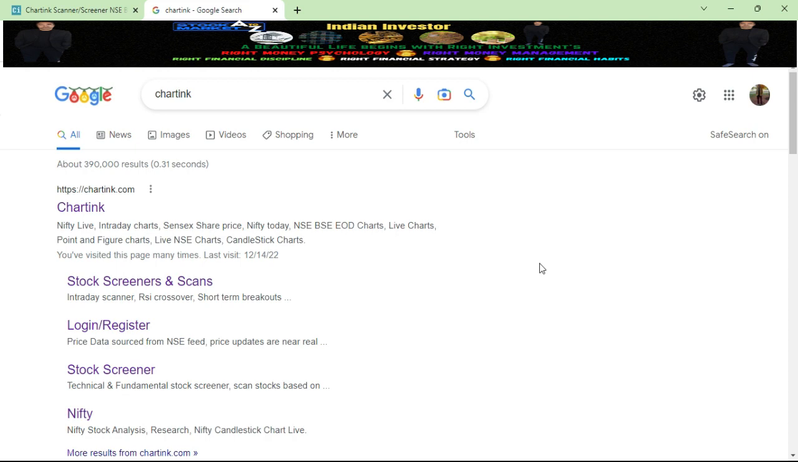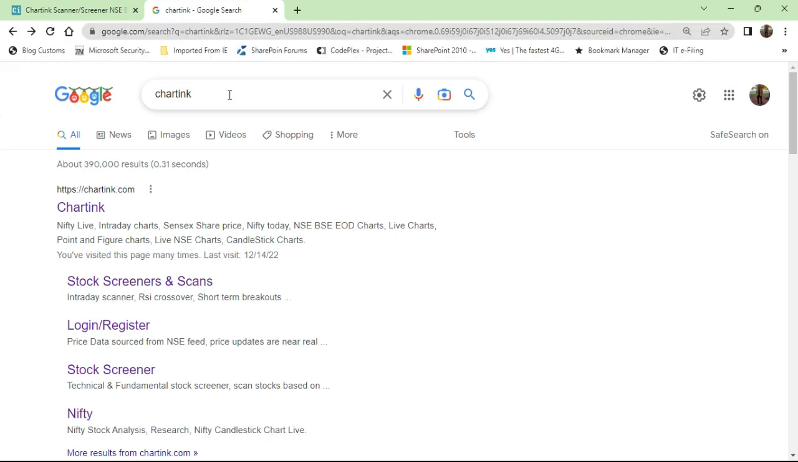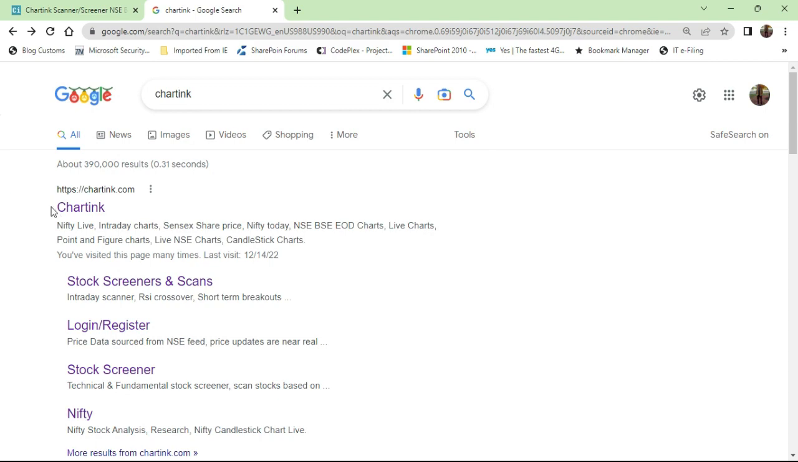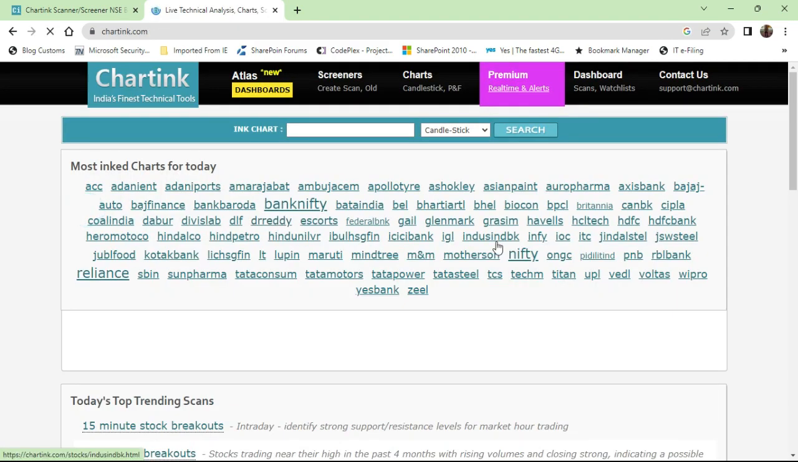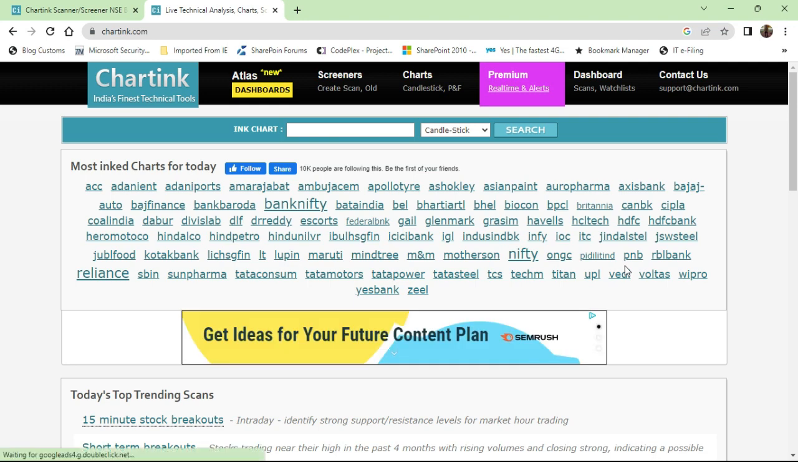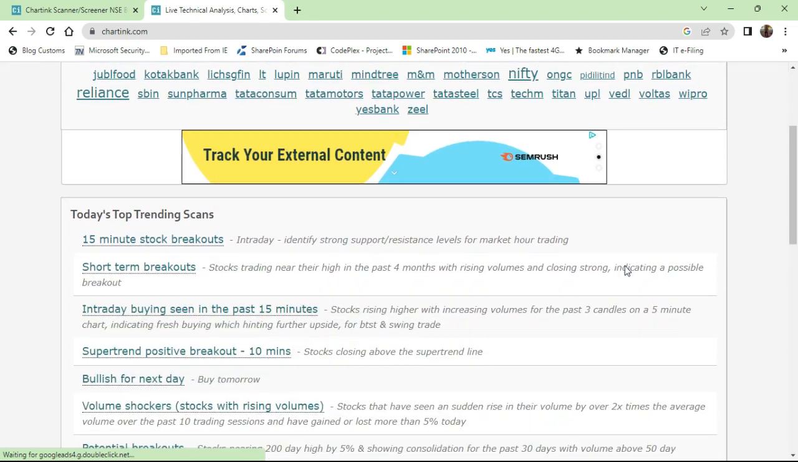The tool which I was referring to is Chartink. You need to type Chartink on Google so that you can get a link which will redirect you to the Chartink site, where you will be able to find the n number of scanners, which include all kinds of scans which will help you understand and make more profits from the stock market.